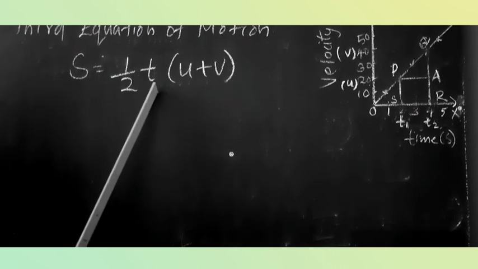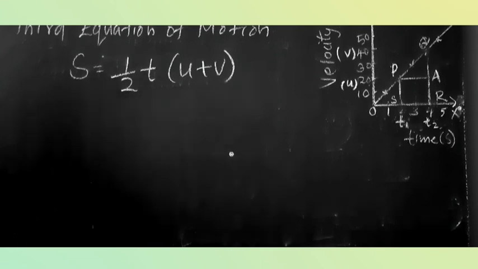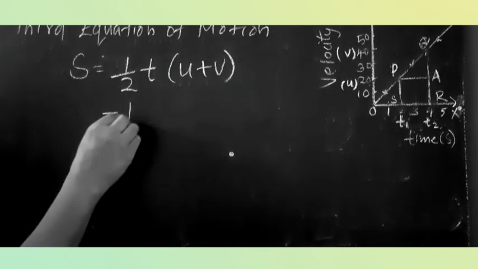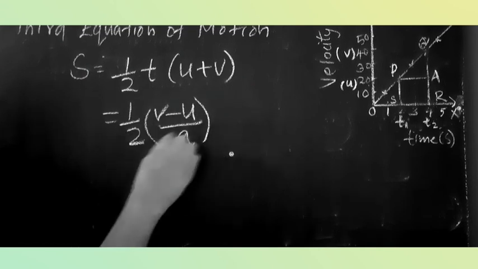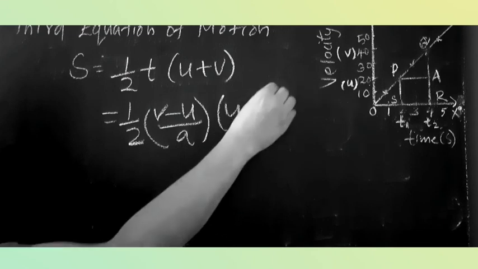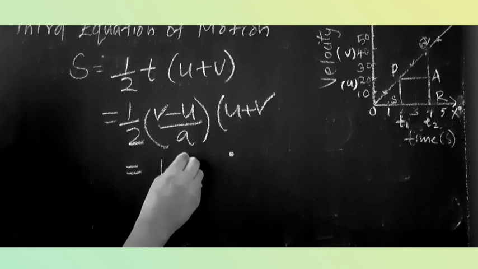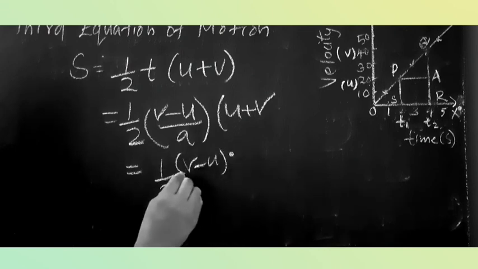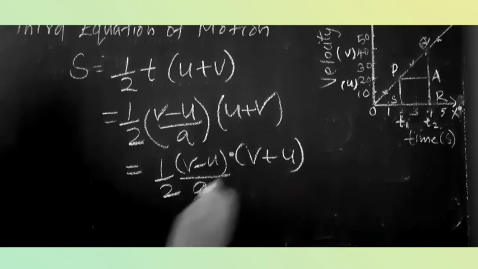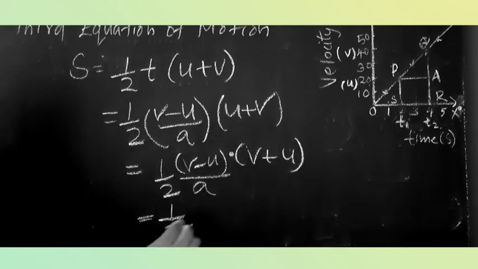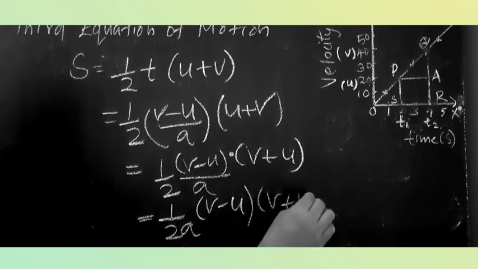s equal to half into t into (u plus v). By substituting the value of t in this equation, we have s equal to half into (v minus u by a) into (u plus v). That is half a into (v minus u) into (v plus u).